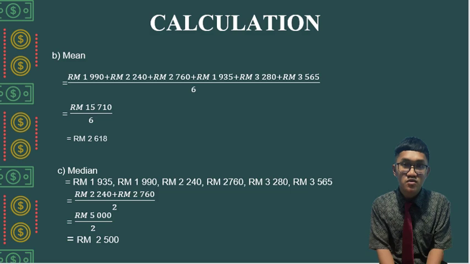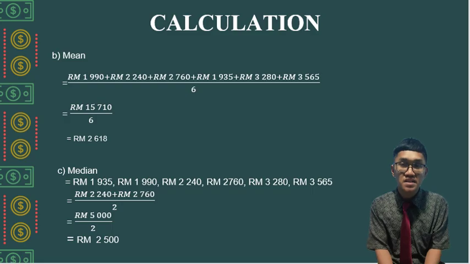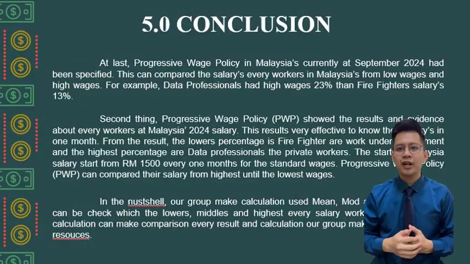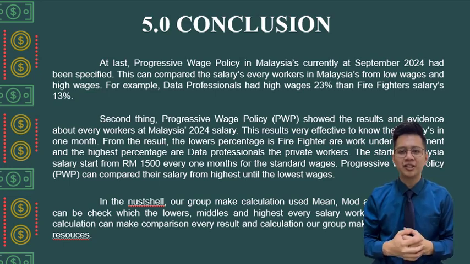And lastly, for median, firstly, list the numbers in the set data and find the median in the set data, which is 2,214 and 2,716 divided by 2. The answer for median is 2,500. Okay, I will continue our presentation, 5.0 conclusion.